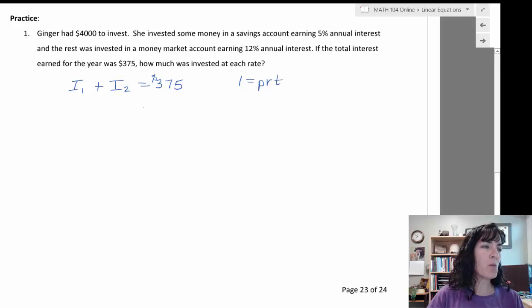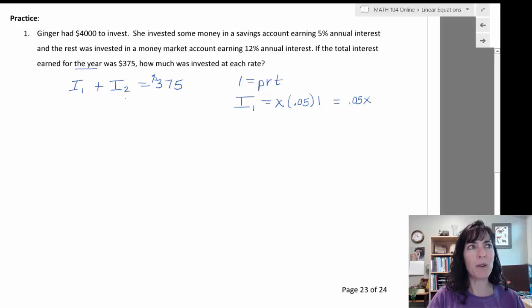And so for interest 1, I can look at her first account and do principal times rate times time. I know her rate is 5%. That's good. The principal, I don't know, so I'm just going to give it a variable, x, and then the rate will be 0.05. Convert that 5% into a decimal, and then time, it's for the year, so the year is going to be 1. When I rewrite all this, I might put it as 0.05x, because that looks a lot more normal for me in an equation. So that's the interest one, so that's 0.05x.